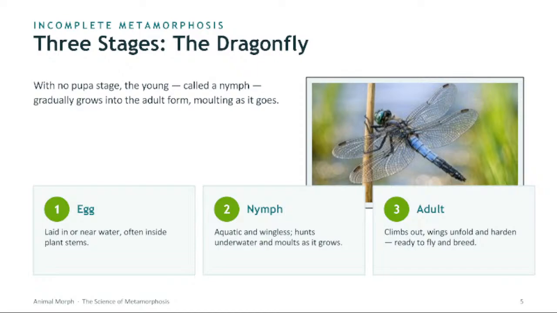Now, for incomplete metamorphosis, such as the three stages of the dragonfly, it starts from the egg. It is laid in or near water, often inside plant stems. Then the nymph, an aquatic, wingless hunter underwater that molts as it grows. The adult climbs out, wings unfold and harden, ready to fly and breed.